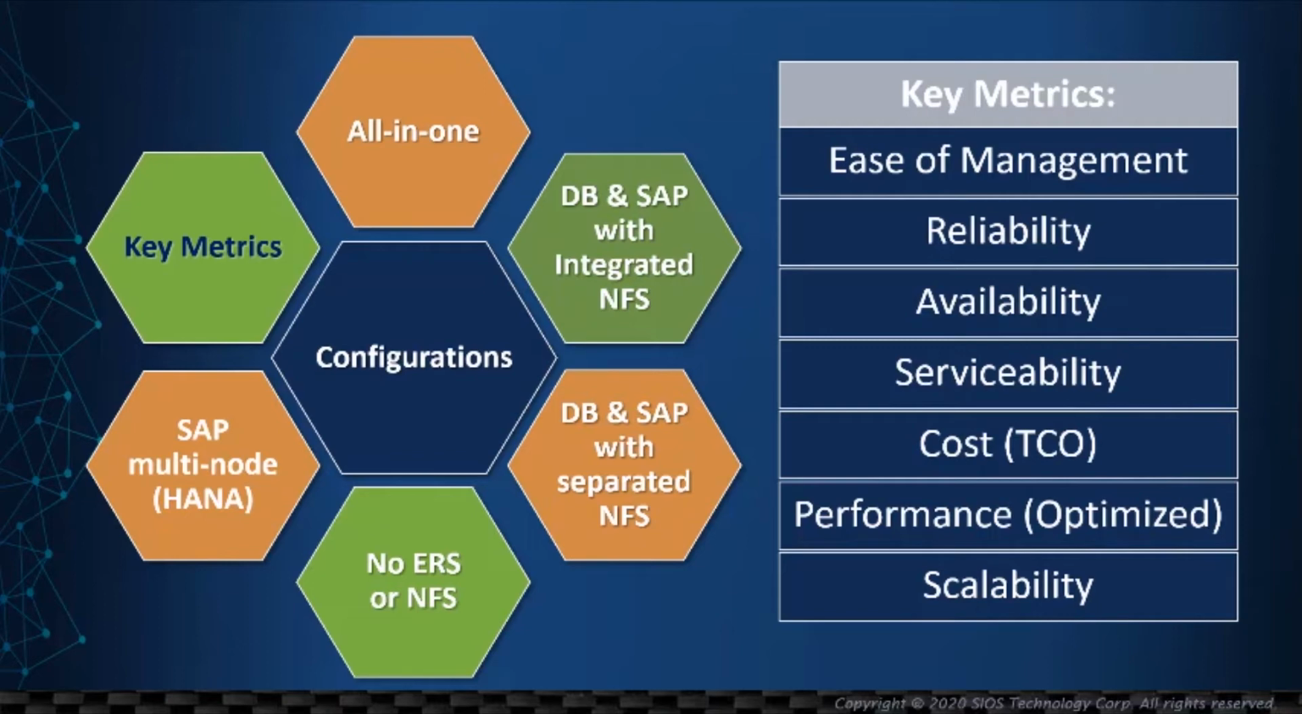Cost or total cost of ownership. We'll look at the cost of not just procuring your configuration, but also look at some of the ongoing management costs. Performance. How easy is it to optimize various components or functions for performance? And lastly, we'll look at scalability. How easy is it to grow the system as and when the business grows to account for aspects such as an increased number of users or applications, for example. As we talk through these configurations in more detail, let's keep these metrics in mind and discuss their strengths and weaknesses.